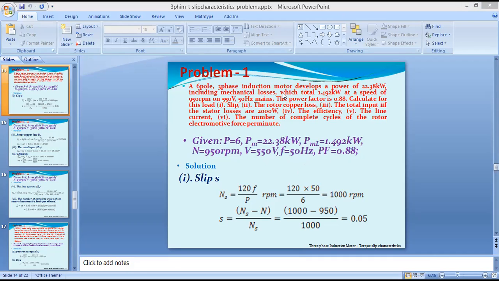Now we are supposed to calculate for this load. These questions will be asked in MCQs also.